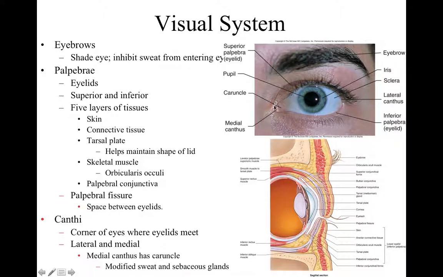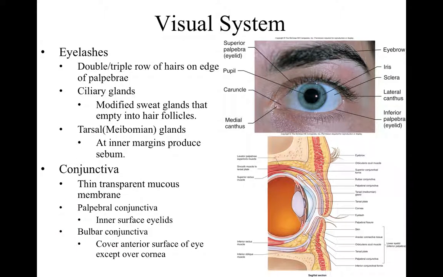Contained within the medial canthi is the caruncle, and the caruncle is actually going to be an area, a modified sweat gland that will actually help again to lubricate the eye, provide some sweat or lubrication, as well as some fats for the surface of the eye to actually help trap bacteria and wash out other particles that may enter the eye.